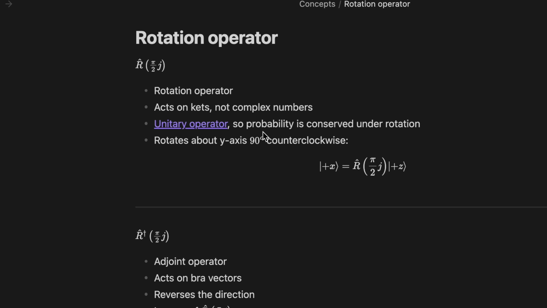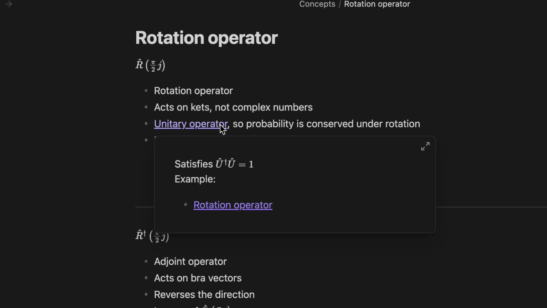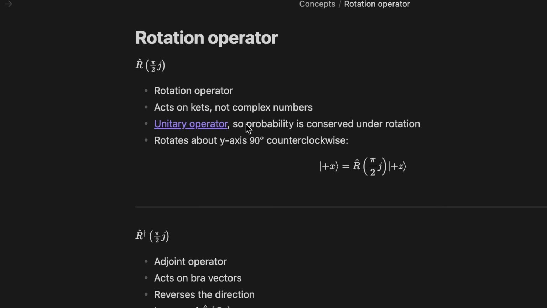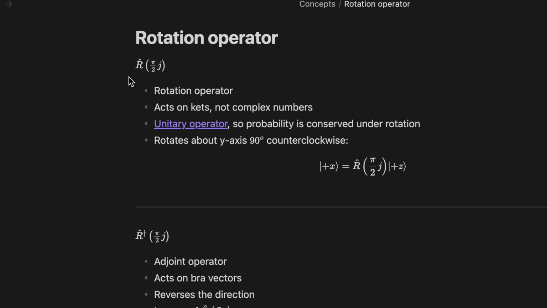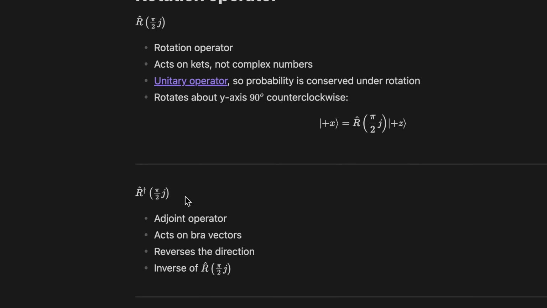Rotation operators are unitary, which means that multiplying them by their adjoint gives us the identity operator. This conserves the probabilities under rotation. Here, the dagger symbol represents the adjoint of the operator. So if this rotation operator acts on kets, the adjoint is going to act on bra vectors, and together they reverse each other. Another way to think of it is if the rotation operator rotates one way, the adjoint rotates back the other way to return the state to its original position. And it is the inverse of the rotation operator.